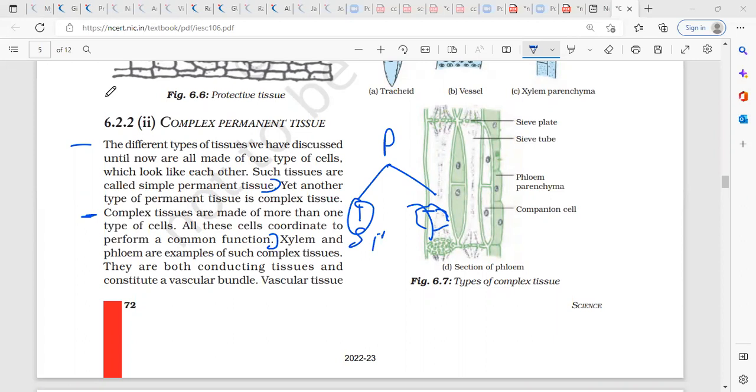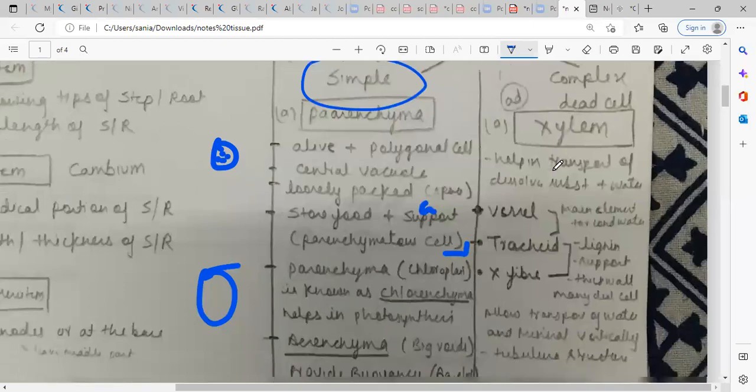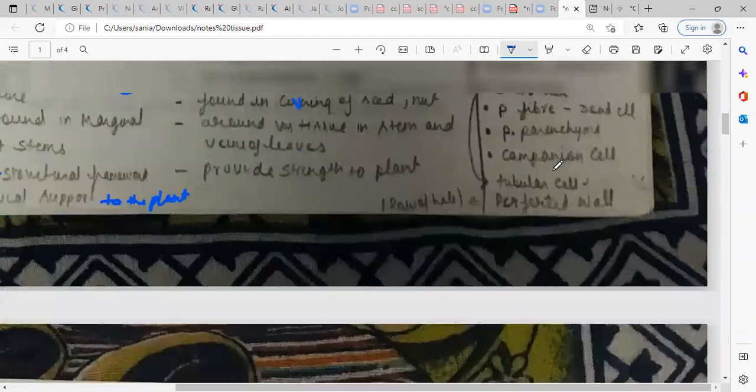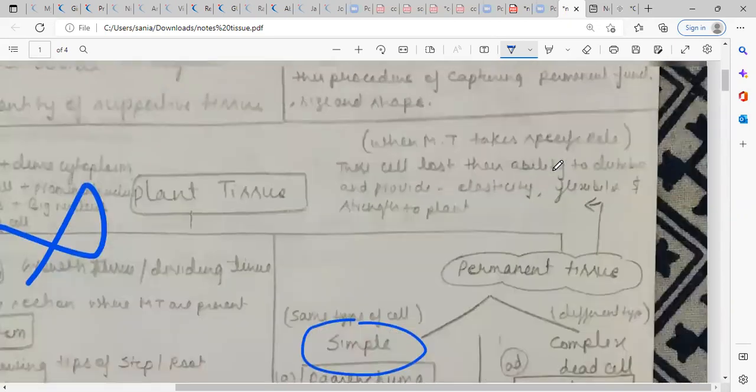Okay, done. Done, ma'am. Now basically we have two things: one is xylem and one is phloem. So let's discuss that.